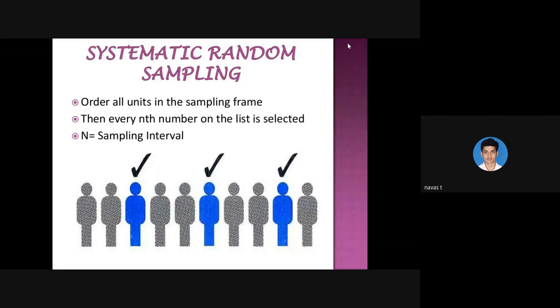In systematic random sampling, we order all units in the sampling frame. For example, we have a population of 5,000 people, and we need to collect a sample of 500 people. So we number each unit of our population from 1 to 5,000. Then the sampling is done by every nth number, in the sense that every 10th person is collected into our sample. That is, the 10th person is selected, then the 20th person, then the 30th, and the 40th, similarly till 5,000. Then we will get the sample that we are expecting.